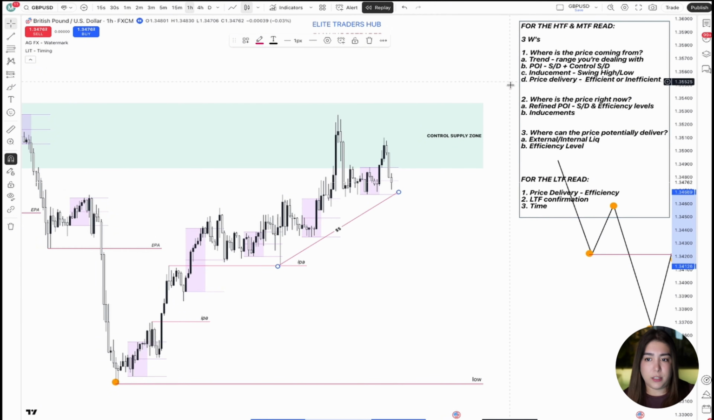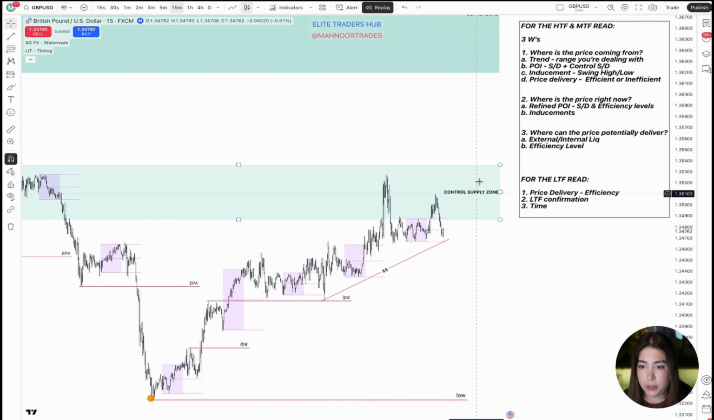So we basically answered the first W, which is where is the price coming from? Now we're going to move on to the second part of the W, which is basically where is the price right now. To understand this part of the question, you need to look at supply and demand zones one more time, but in a bit more refined manner.